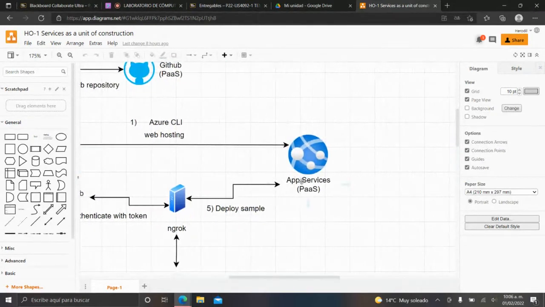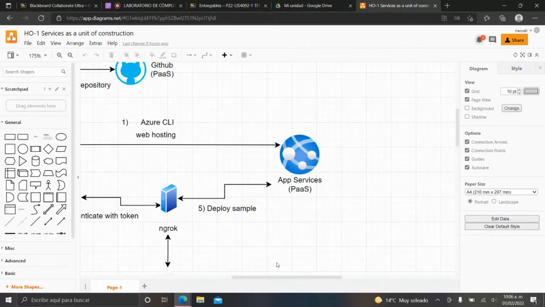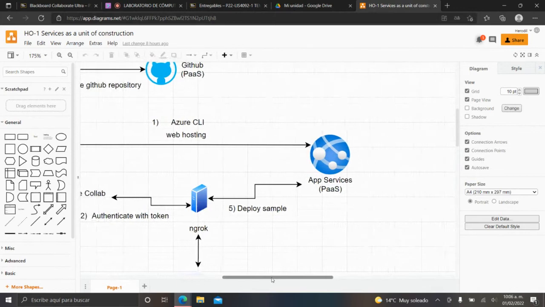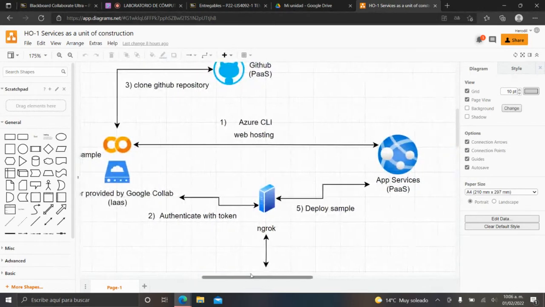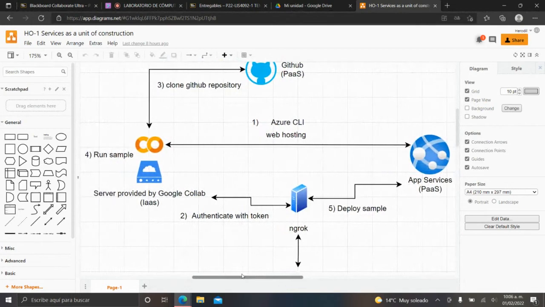And then we also have app services. App services is what? A platform as a service. But these are different cloud providers, are they? Yes, they are different.